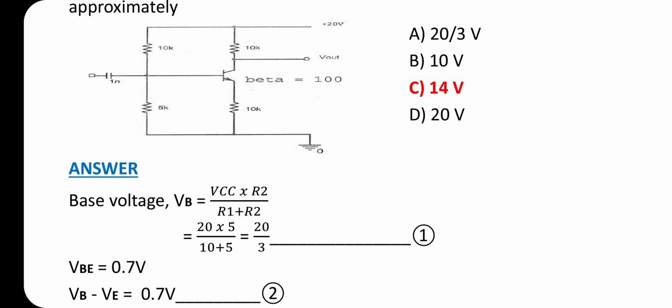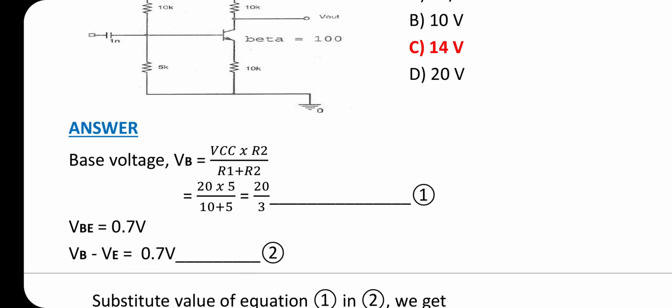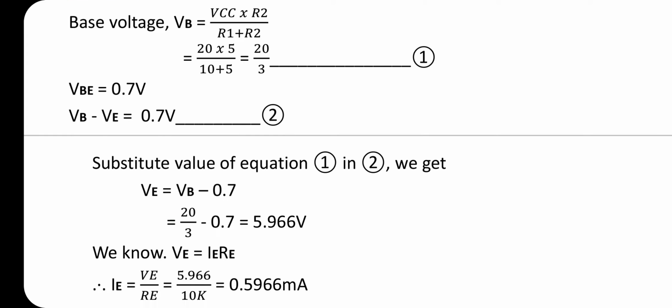The quiescent base voltage VB is determined by the potential divider network formed by the two resistors R1 and R2 connected to the base of the transistor, and the power supply voltage Vcc as shown, with the current flowing through both the resistors. We know VBE equal to 0.7 volt, that is VB minus VE equal to 0.7 volt. Substituting equation 1 in 2, that is substituting the value of VB in VBE, we get VE equal to 5.99 volt.